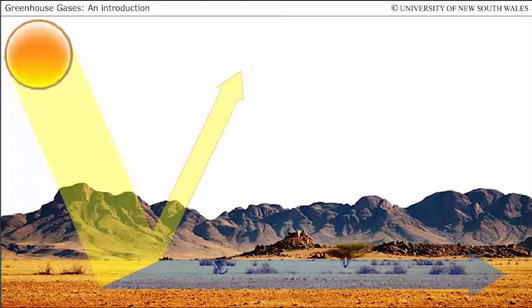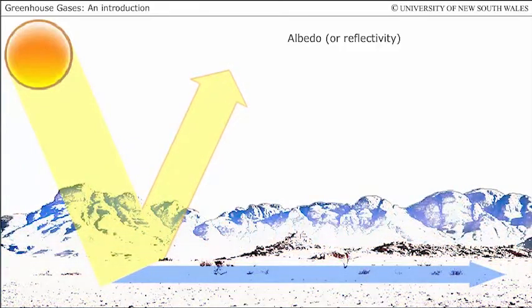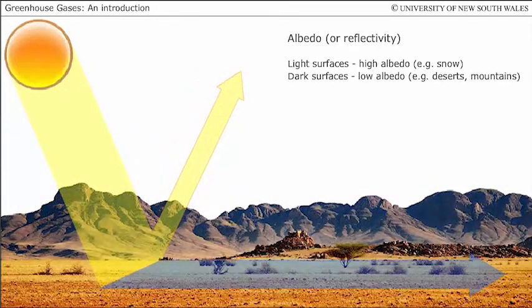So, what determines how much radiation is reflected and how much is absorbed? It's the reflectivity of the planet, or what scientists call the albedo. Albedo depends on the nature of the planet's surface. If the surface appears light in color, it will generally have a high reflectivity, or albedo. Darker surfaces are less reflective. So, for example, a snowy surface will have a high albedo, and a deep ocean surface, deserts or mountains will have a low albedo.